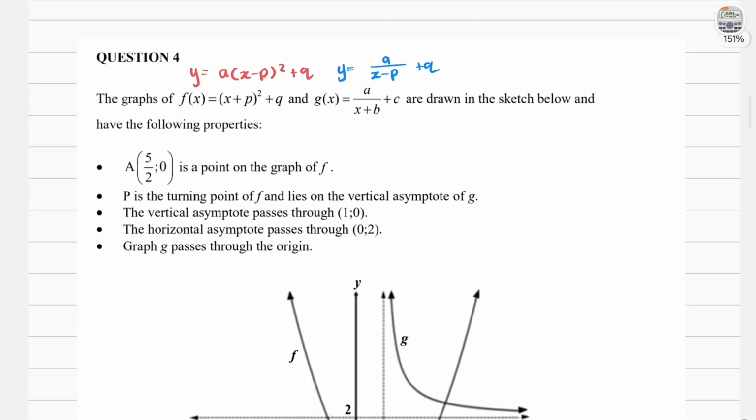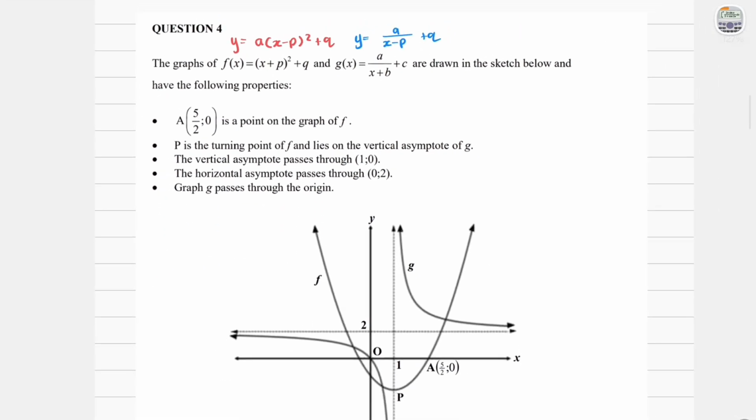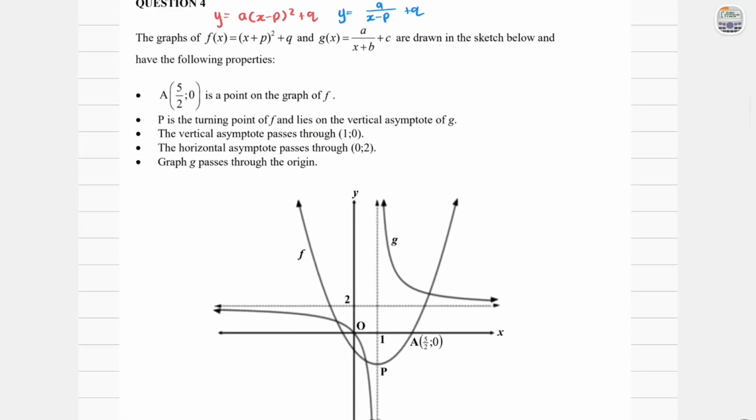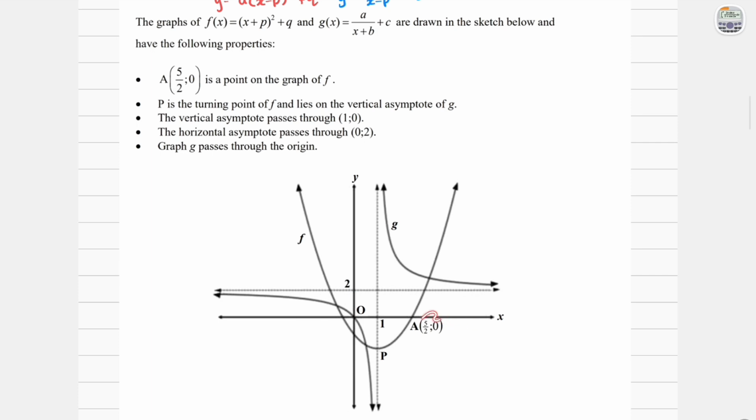So let's just keep that in mind. And then they tell us that these are drawn in the sketch below and have the following properties. So A is (5/2, 0). We can see it's a point on the graph of f. It's an x-intercept. And we're also told that P is the turning point of f, and it lies on the vertical asymptote of g. Great.